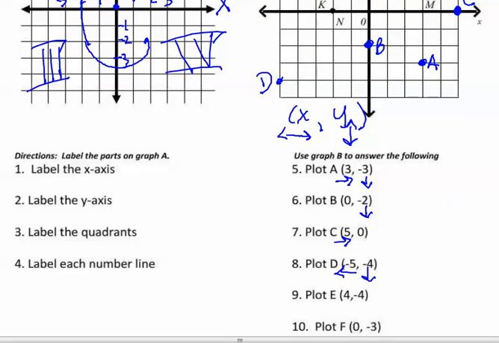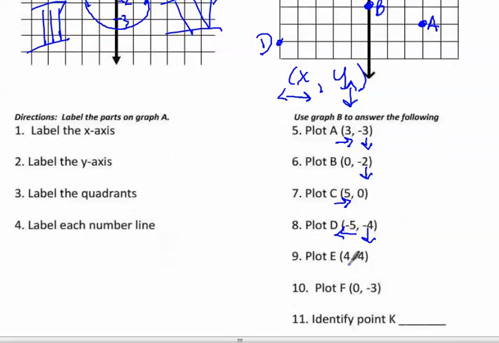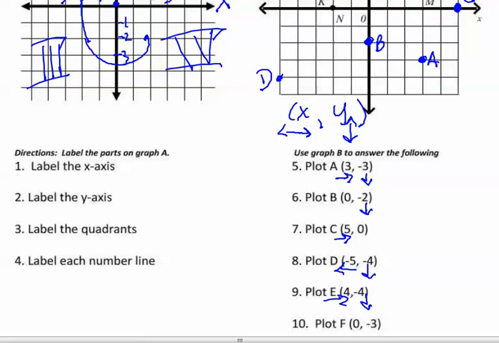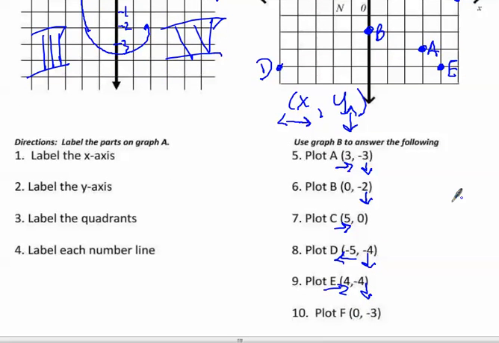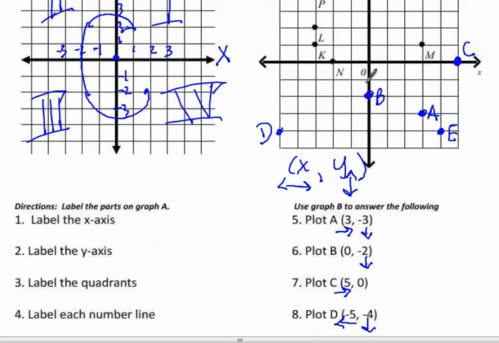Then for E, I'm going to go right 4, down 4. And that's going to be in the 4th quadrant. Label that as E. And finally F, you're going to stay at the origin, and then you're going to go down 3. And that's going to be labeled as F.